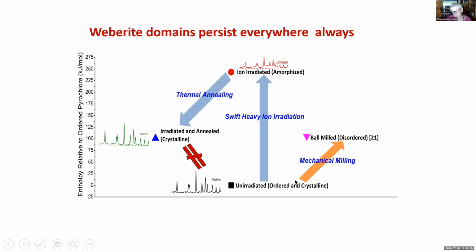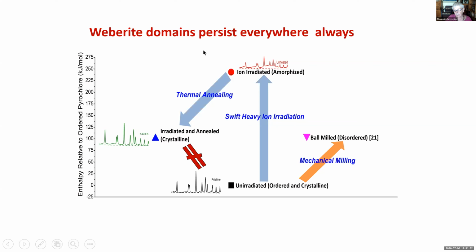If one grinds the sample, and this is a separate set of studies that we've done, that produces a defect fluoride structure that has about the same energetics as this annealed radiation damaged material, but it is in fact quite different. The annealed radiation damaged material is a pyrochlore structure with domains of Weberite. This is a defect fluoride structure, and it's not clear whether it has domains or not.